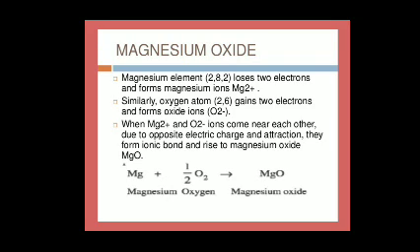By the transfer of electrons from magnesium to oxygen, magnesium cation and oxygen anion form. These oppositely charged ions attract together to form an ionic bond in magnesium oxide. Mg plus O2 gives magnesium oxide.